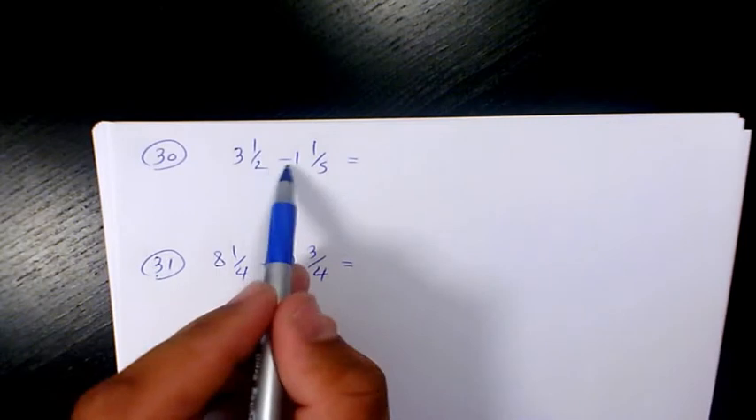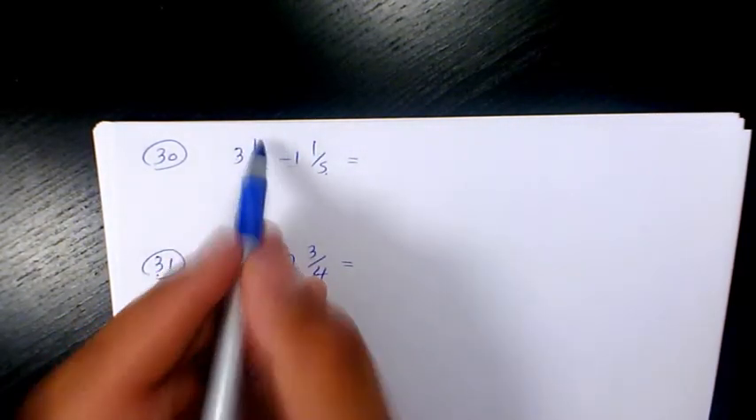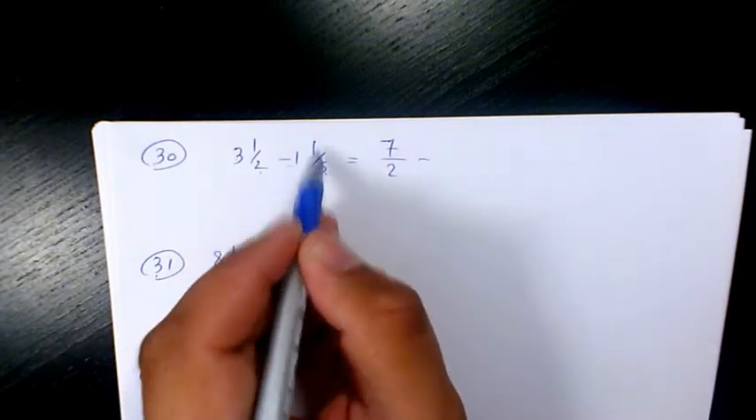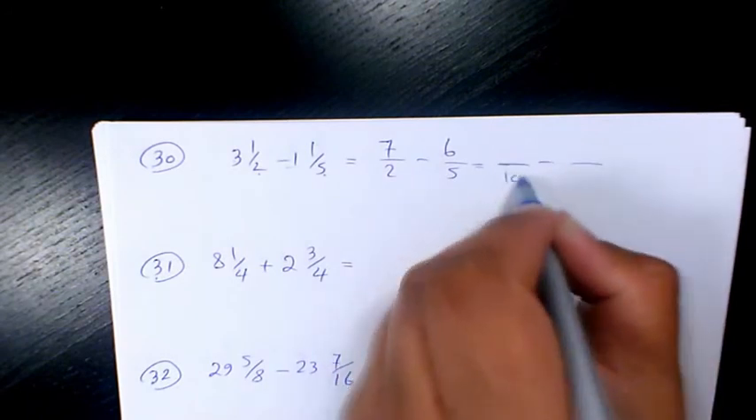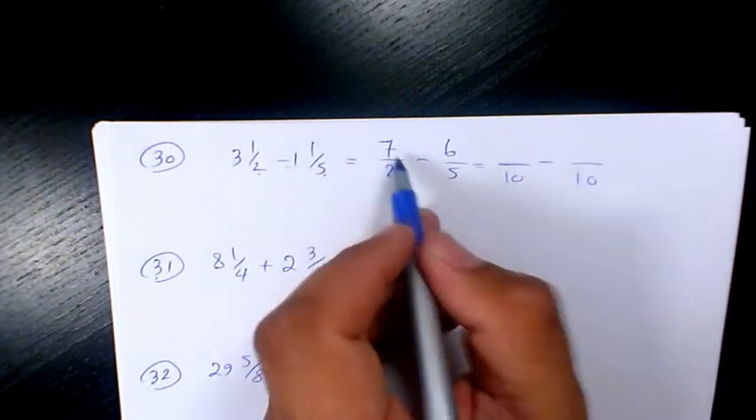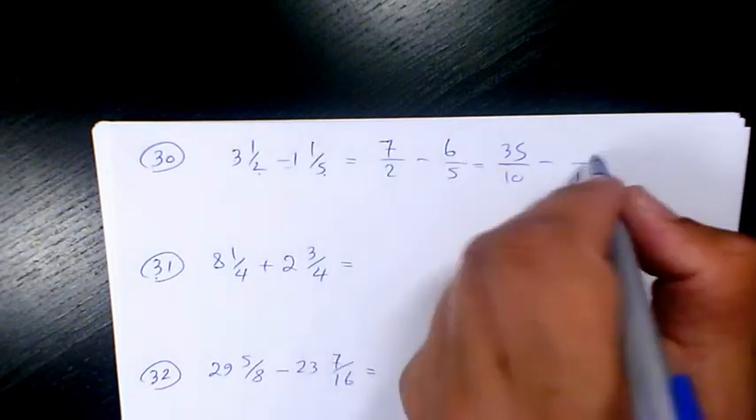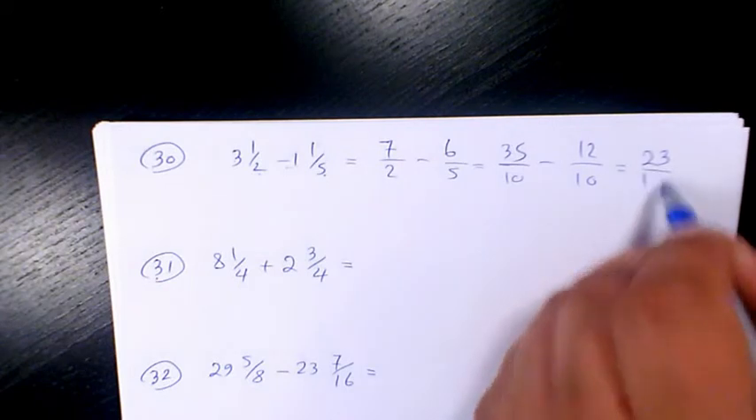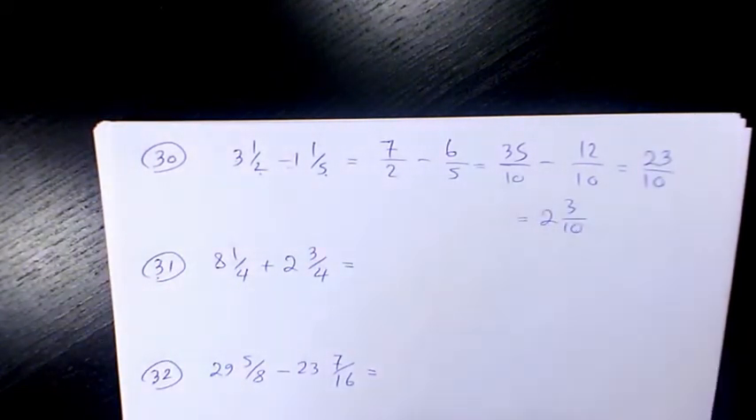3 1/2 minus 1/5. 3 times 2 is 6, plus 1 is 7. 7 over 2 minus 1 times 5 is 5, plus 1 is 6, 6 over 5. Then you find the common denominator, 10 and 10. 2 times 5, 7 times 5, 5 times 2, 6 times 2. That's going to be 23 over 10. 23 over 10 is going to be 2 3 over 10.